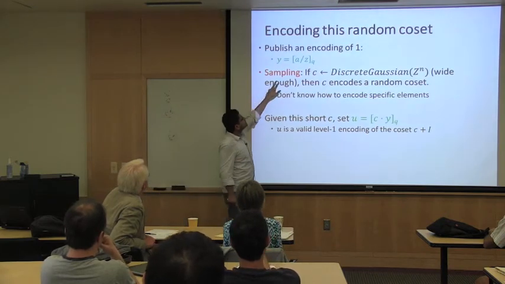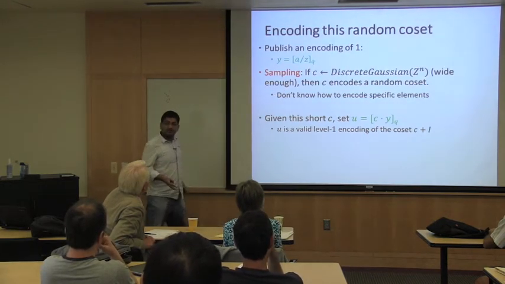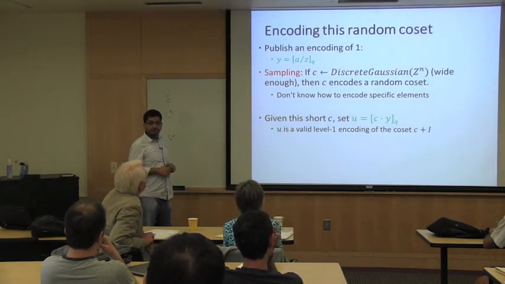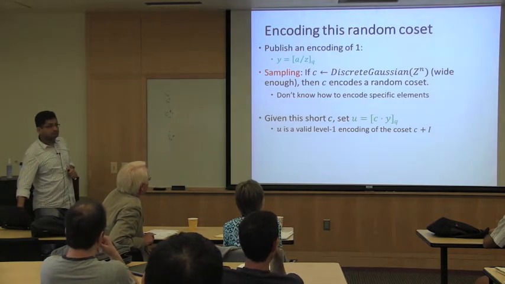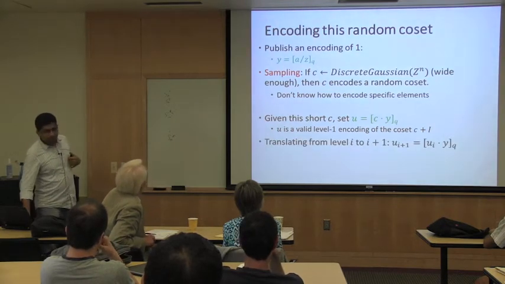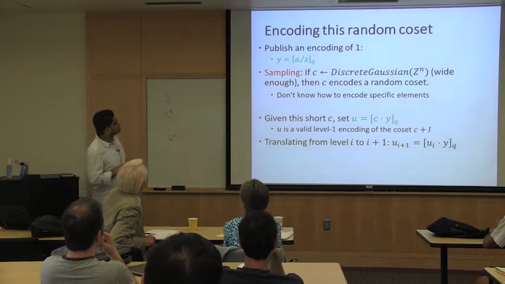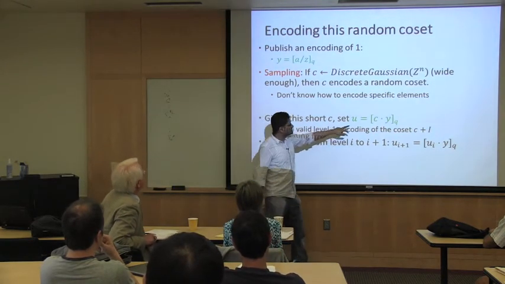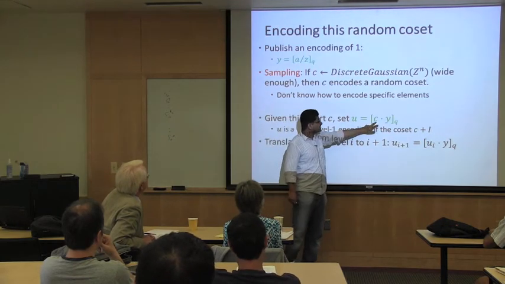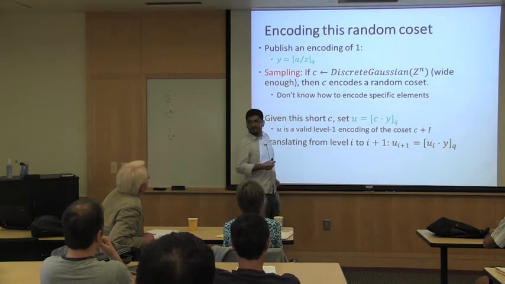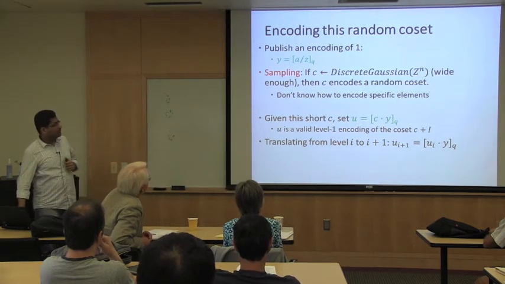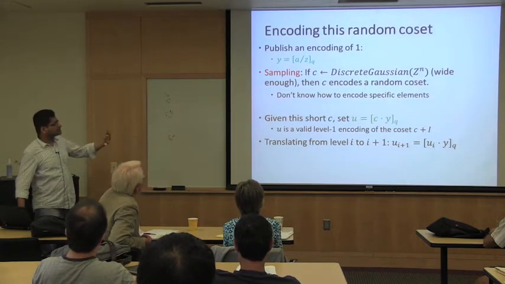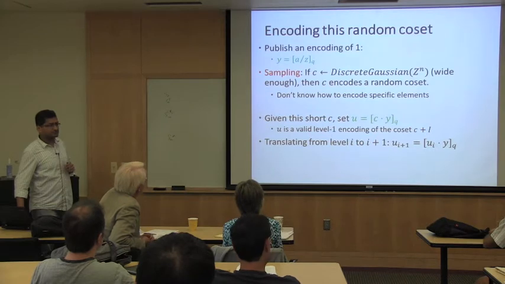So this is sampled from the coset 1 plus I. It's a short element in 1 plus I. Yeah, this is level 1. If you multiply C with this level 1 encoding, you're going to get a level 1 encoding of C itself. We're going to make Y public. And if you want to keep moving to the next level, you can just keep multiplying with Y, and you keep moving to the next level.